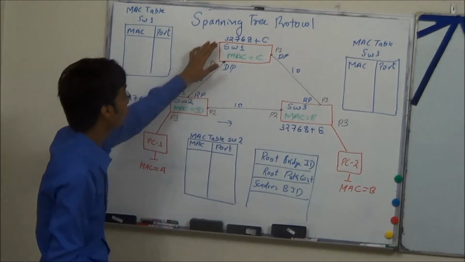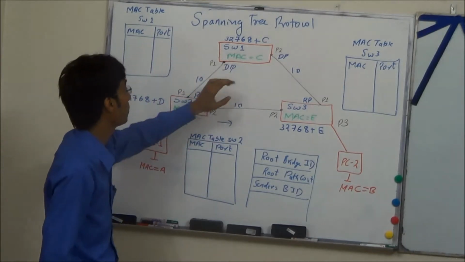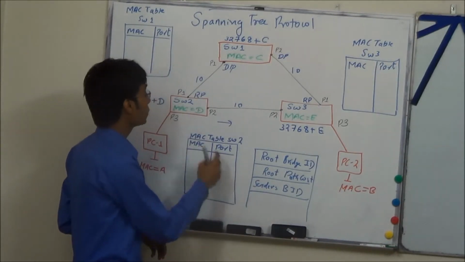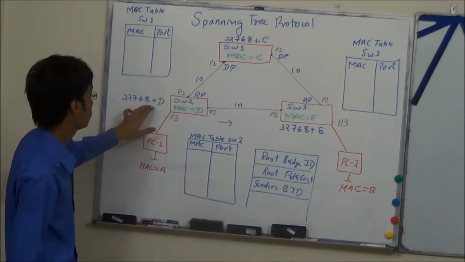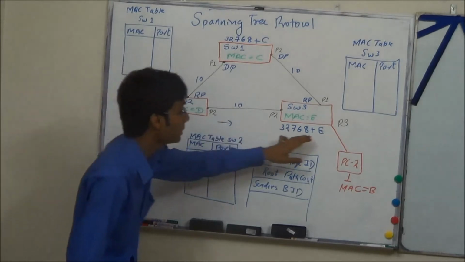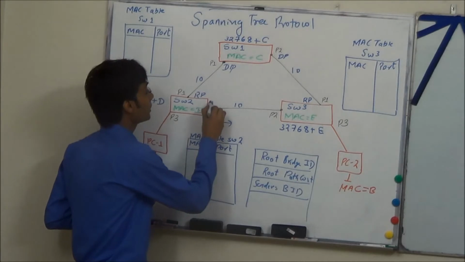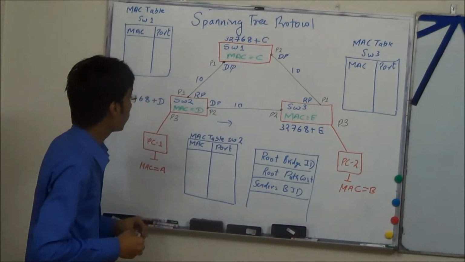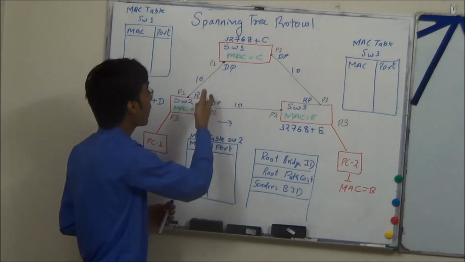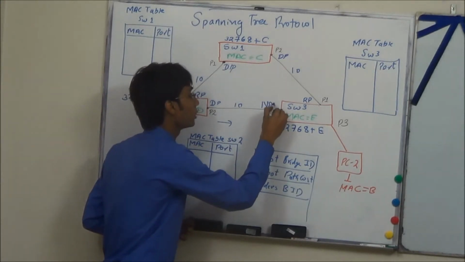The first two fields, root bridge ID and root path cost, are the same in both cases, 32768 plus C and 10. So what will break the tie is the sender's bridge ID. The sender's bridge ID of switch 2 is 32768 plus D, and of switch 3 is 32768 plus E. D is better than E. So switch 2 will term its port P2 as its designated port. So we have elected a designated port in this segment also, and since we have root ports on each bridge, the only port left is the non-designated port, NDP.